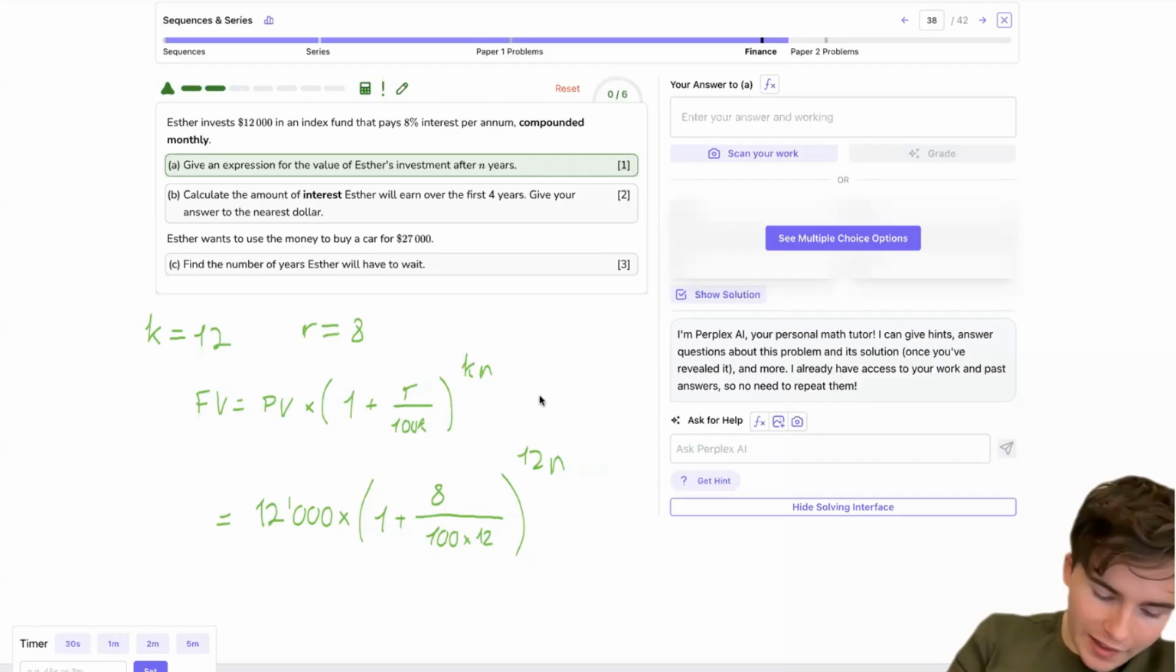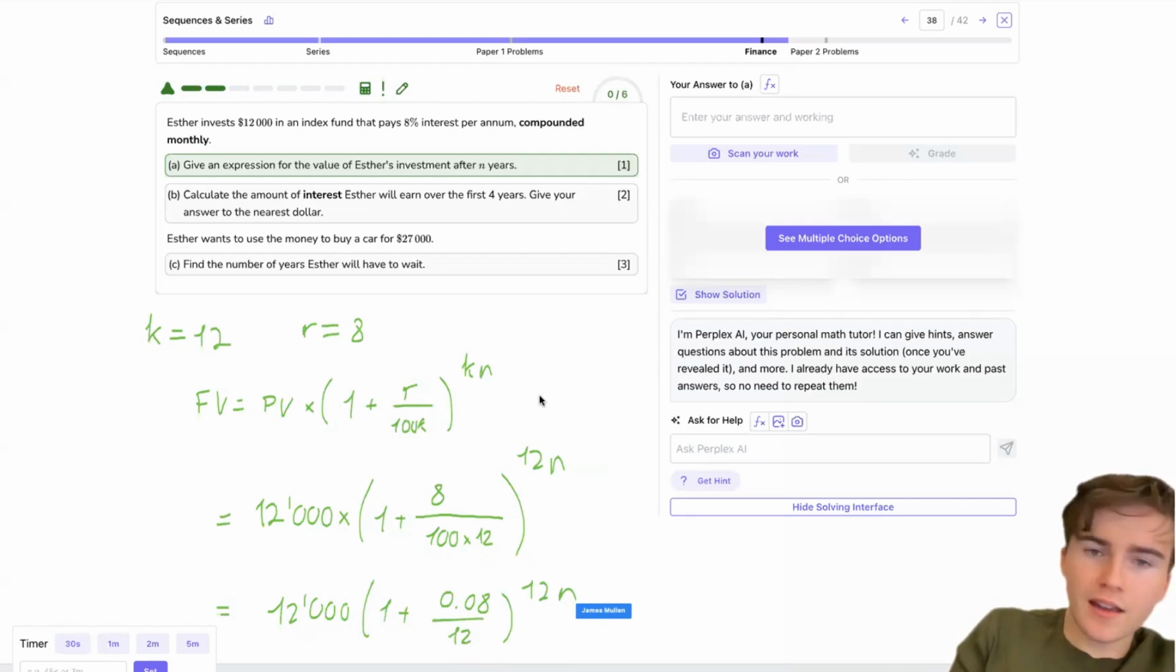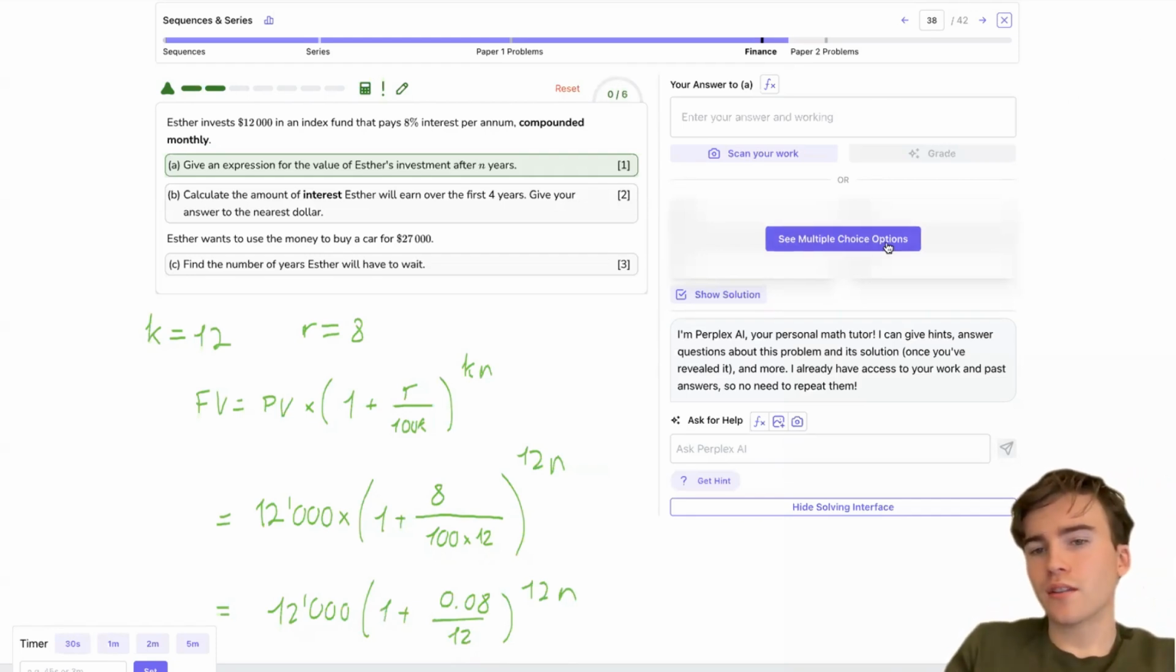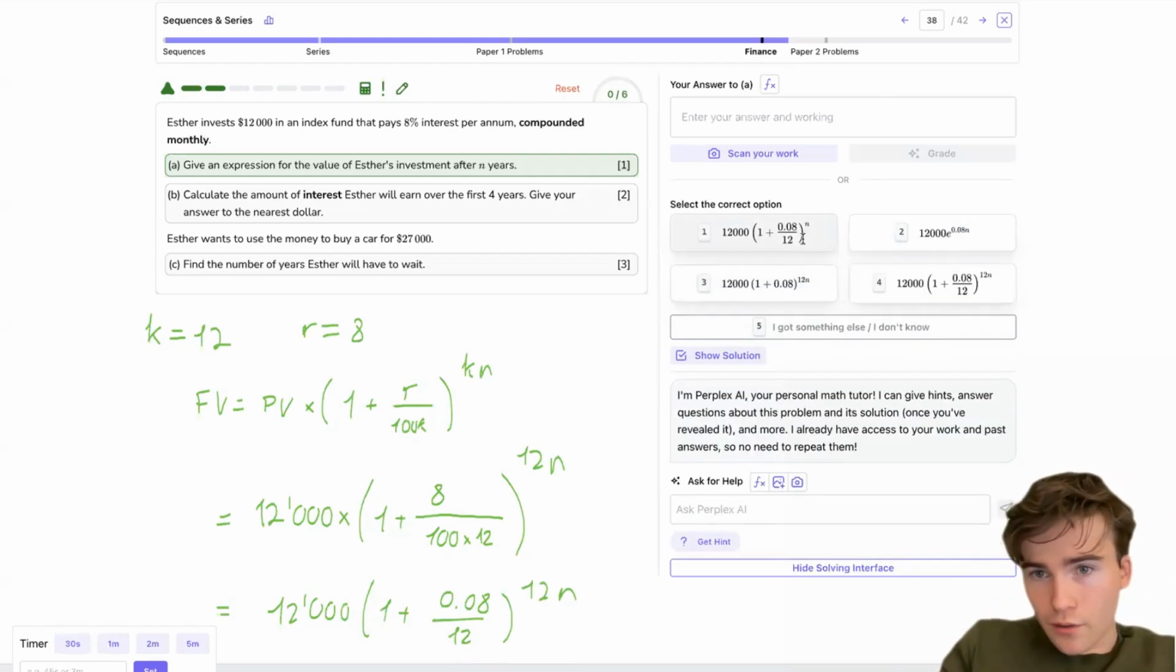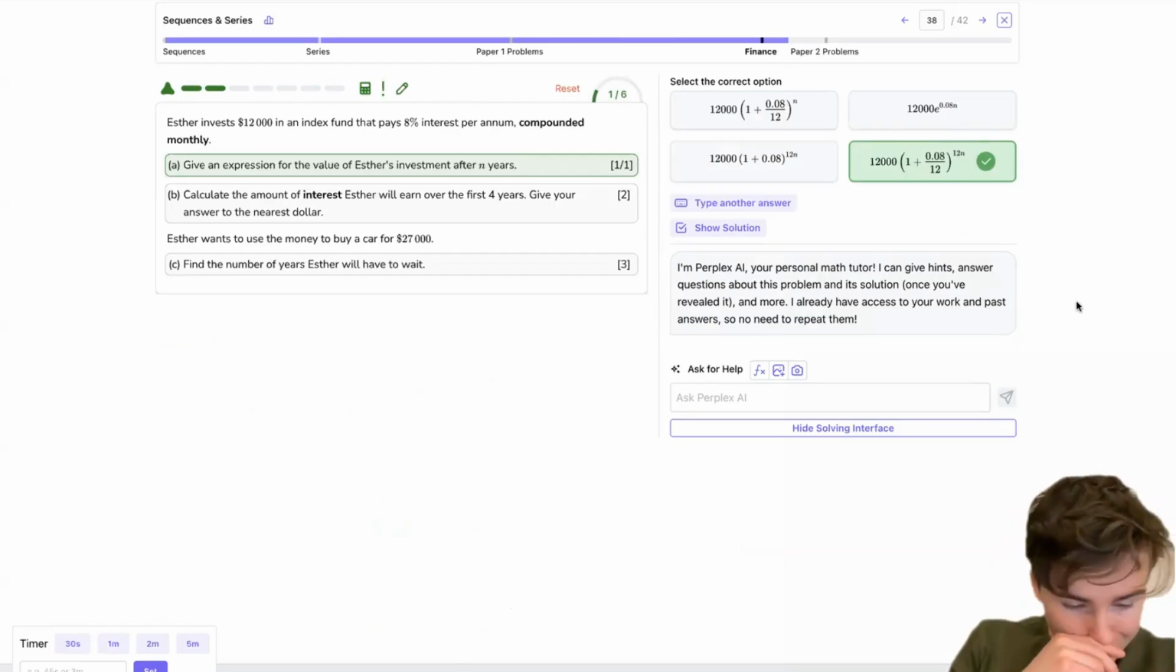You can simplify it a little bit. We can do 12,000 times 1 plus 0.08 over 12 to the power of 12n. And that is going to be the format that we want the answer in. So 12,000 times, no, it's not that because there's no 12n. It's not that, it's this one. Perfect. All right, let me erase that.